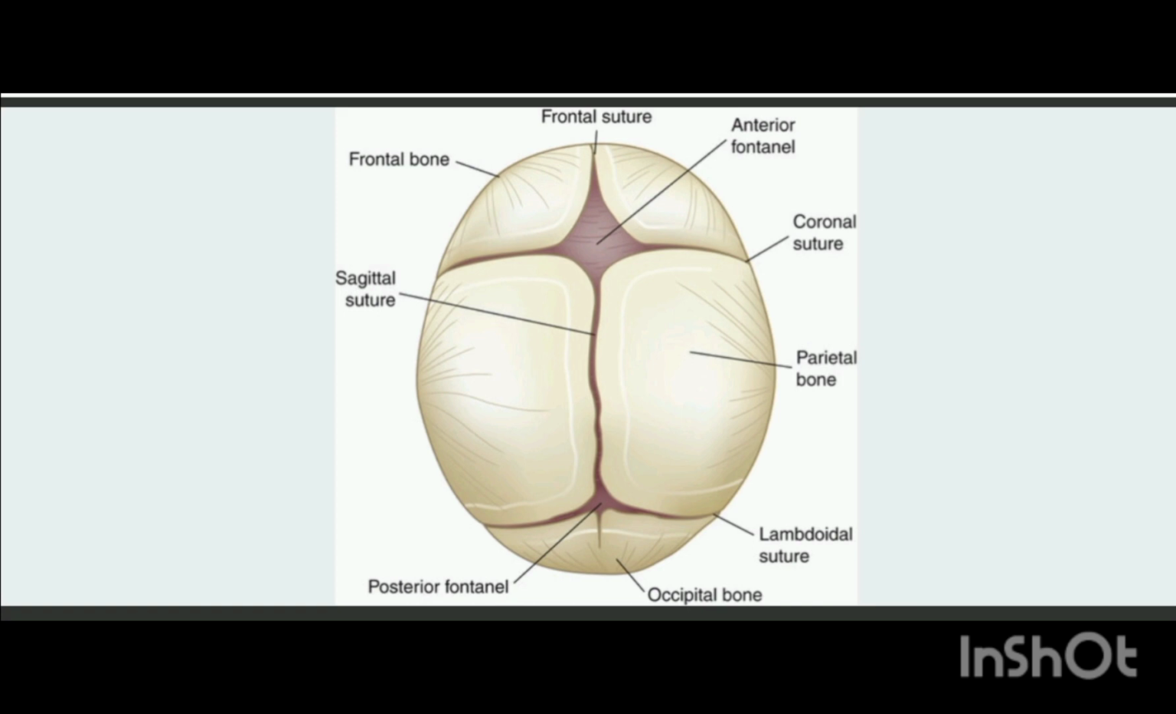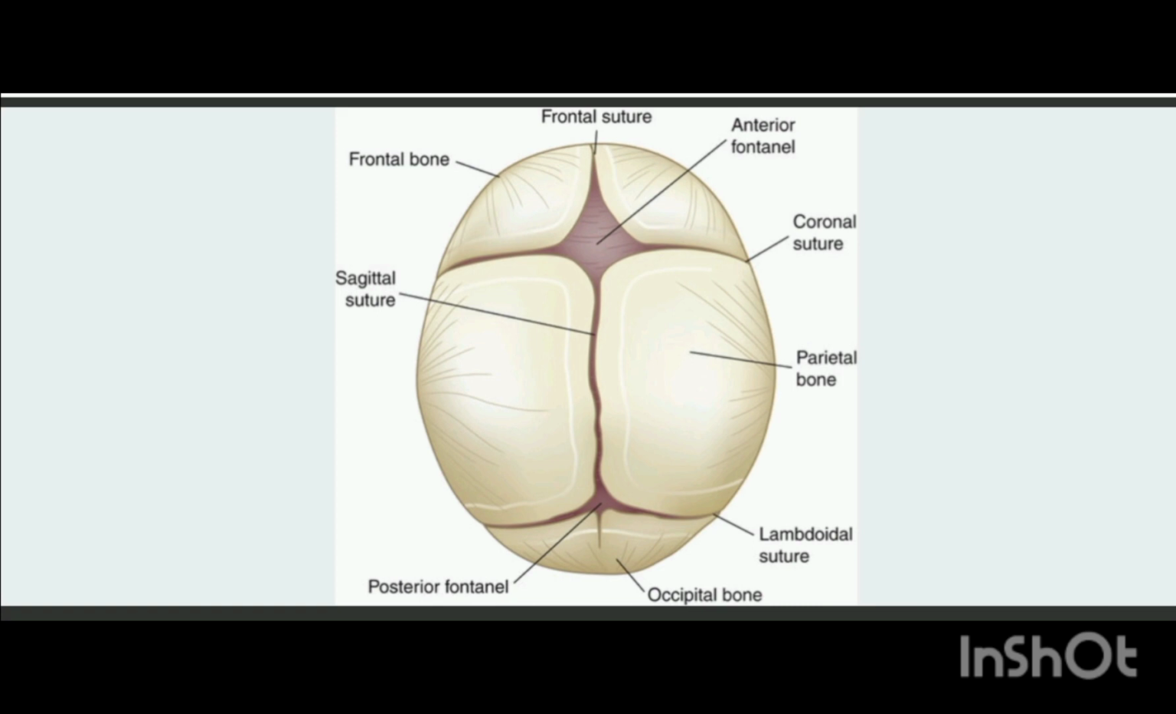The anterior fontanelle diameter is 3 by 3 centimeters, and it closes by 18 months of the child's age. By 18 months the anterior fontanelle gets closed. 18 months is also 1.5 years.